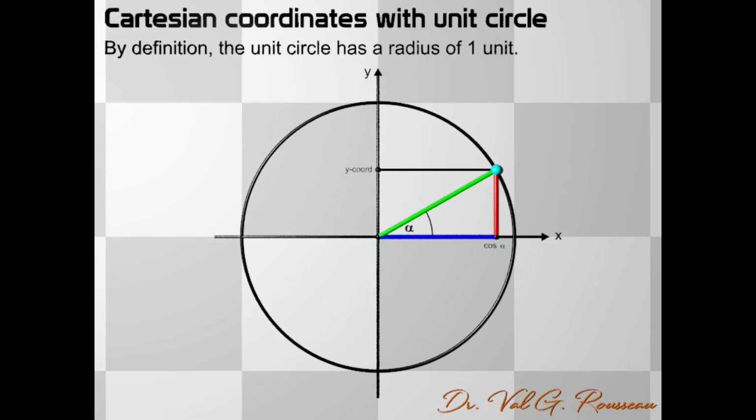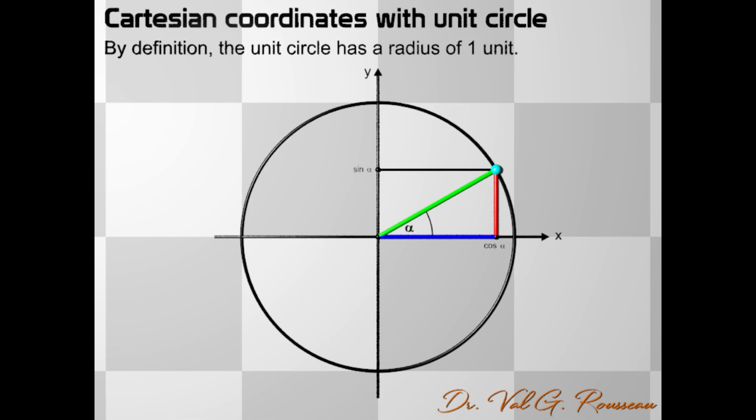Likewise, the ratio opposite over hypotenuse is the sine of alpha, but since the hypotenuse is equal to 1, this ratio is simply equal to the opposite side's length. As a result, the opposite side's length is equal to the sine of alpha. So the advantage of using a unit circle and a right triangle with a hypotenuse of 1 unit length is that we have a direct visualization of the sine and cosine of alpha.